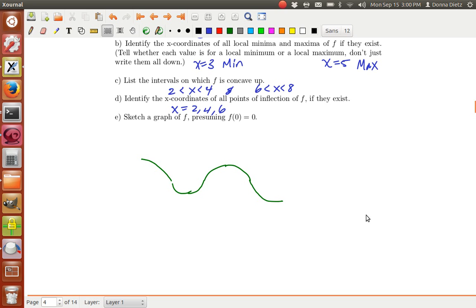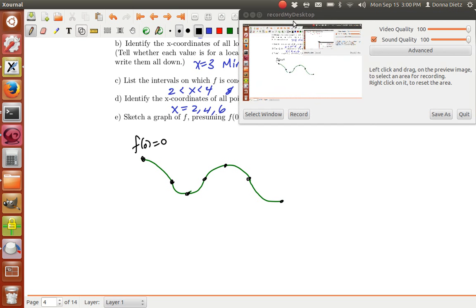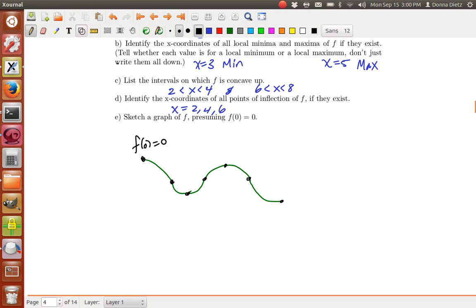There we go. And so we were told f of 0 equals 0. And we don't know what the rest of these things are. It doesn't really matter. Okay, so we just need to do, let's see, if this is the axis, then this is at 2, 3, 4, 5, 6, 7, 8. There we go. And it's a perfectly good plot.